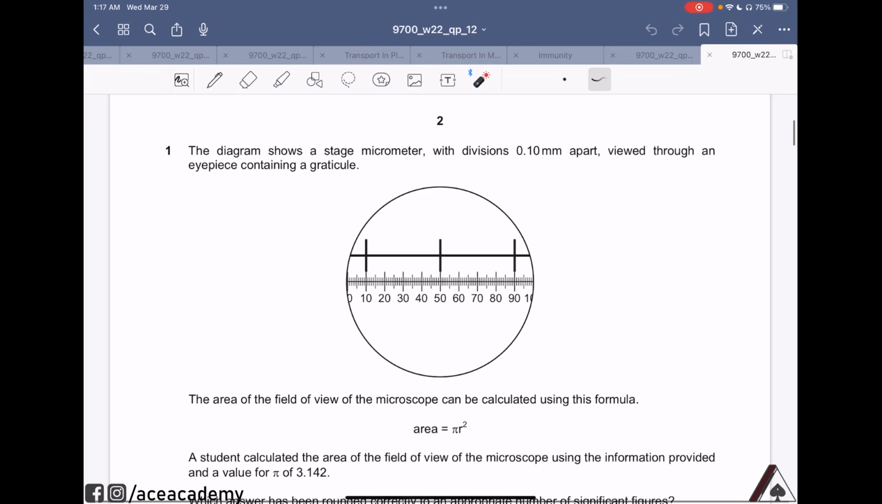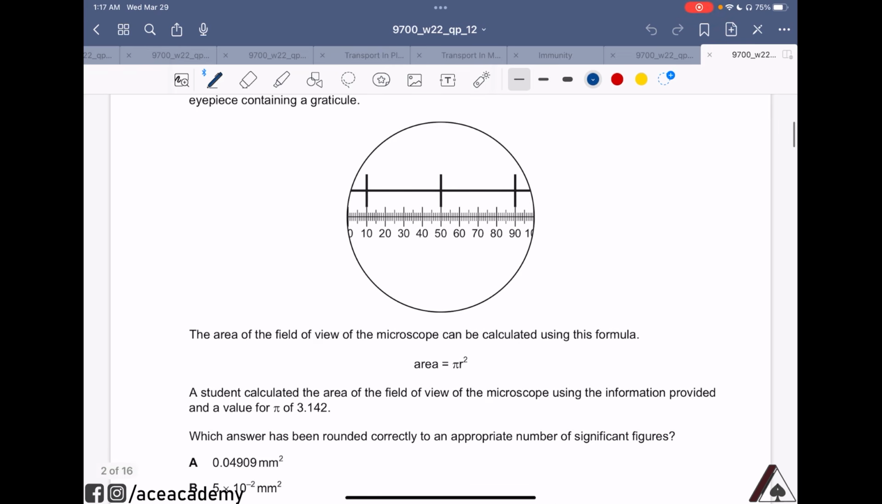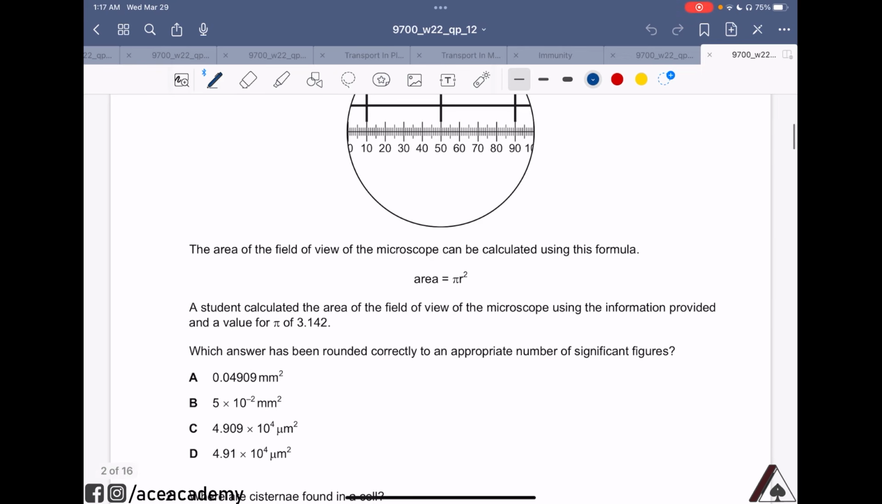Number 1. The diagram shows a stage micrometer with divisions 0.1 millimeters apart viewed through an eyepiece containing a graticule. The area of the field of view of the microscope can be calculated using the formula area equals pi r squared. A student calculated the area of the field of view using the information provided and a value of pi of 3.142. Which answer has been rounded correctly to an appropriate number of significant figures?